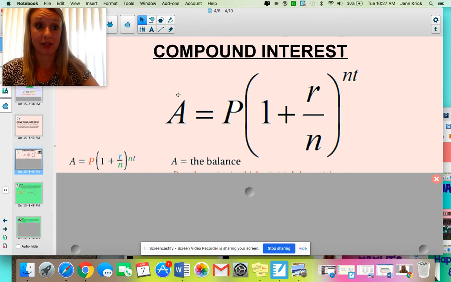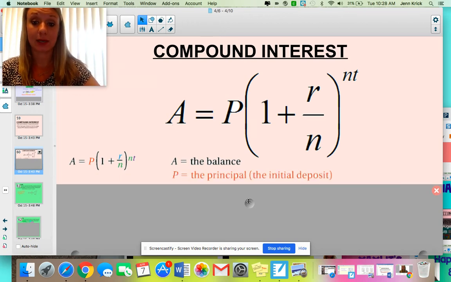A is the balance. That's like the total money that you're looking at. Okay, so after you go through this whole equation, this will be your final resulting balance. Our P is our principal amount, which is just the initial value that you put in. So if I put in $100, that's my principal. If my mom gave me $50 for an account, she never would, but if she gave me $50 to put in there, that would be my principal.